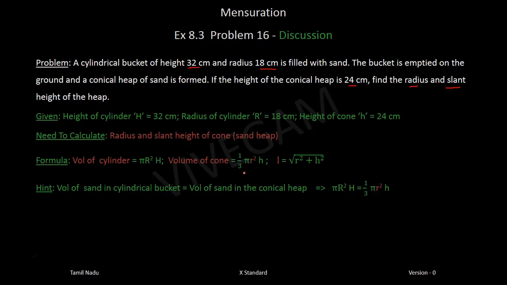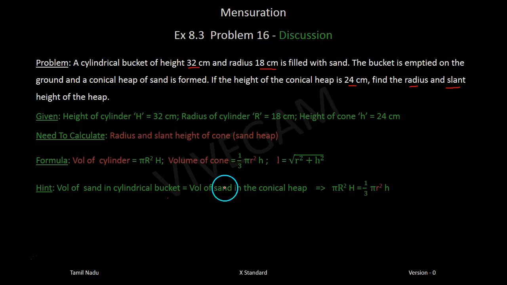So the key is that the volume of the sand in the cylindrical bucket is equal to the volume of the sand in the conical heap. Because it's the same sand, whatever is in the bucket is getting transferred, it's just put on the ground. So the volume of the conical heap will be exactly equal to the volume of the sand in the bucket. It's only getting transferred from the cylinder. It is going to become a cone because it is thrown on the ground. So volume is not lost. It will be the same volume.